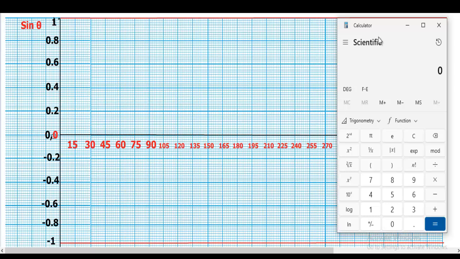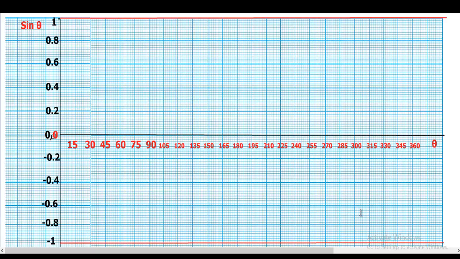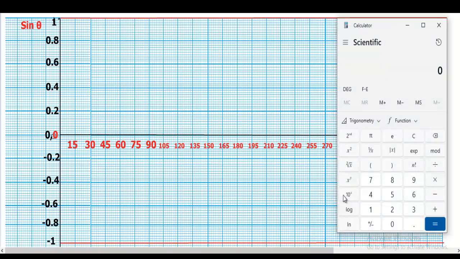Welcome everyone. In this video, we will discuss why the sine graph is a wave. Let's draw a relation between the angle theta and the function sine theta and calculate each angle from 15 to 360. Then we will find the result together.